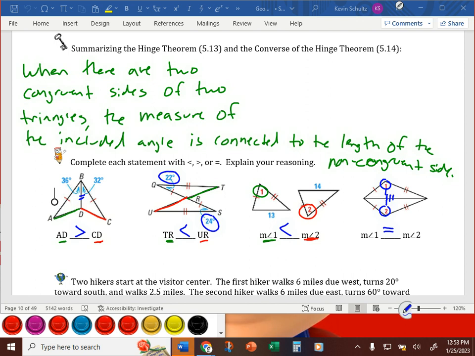Okay? Again, we're building this toolbox, right? If you forgot all about side, side, side, this is a situation where you could use the Hinge theorem instead to prove that that third side is congruent to itself. If you forgot the reflexive property, the Hinge theorem also works.